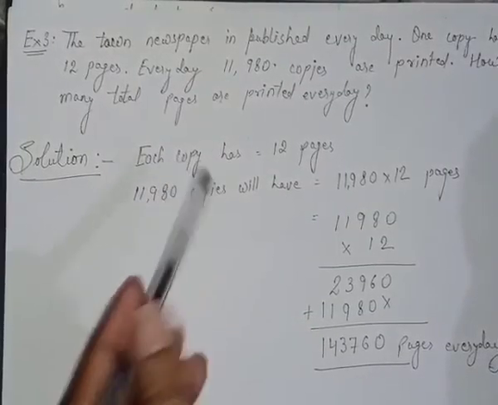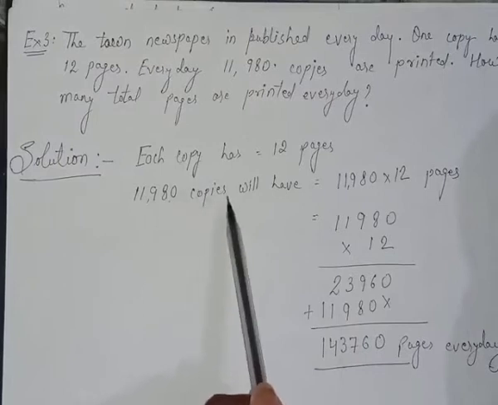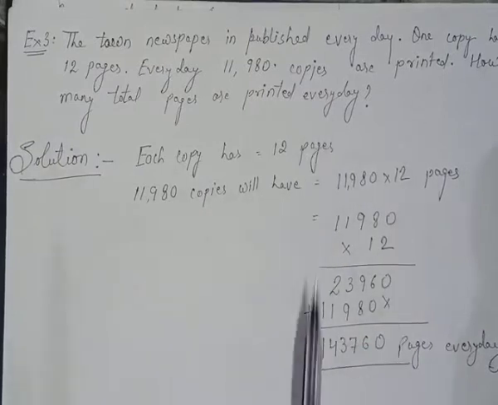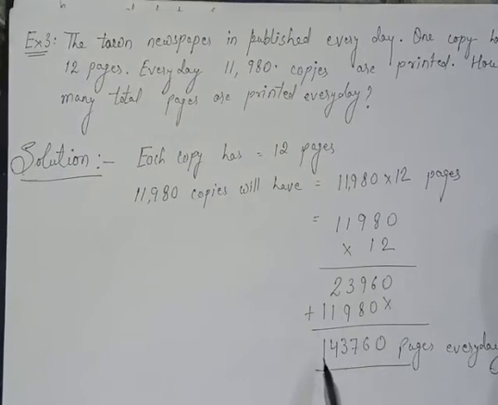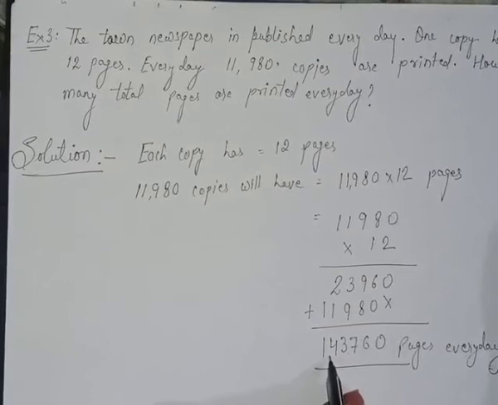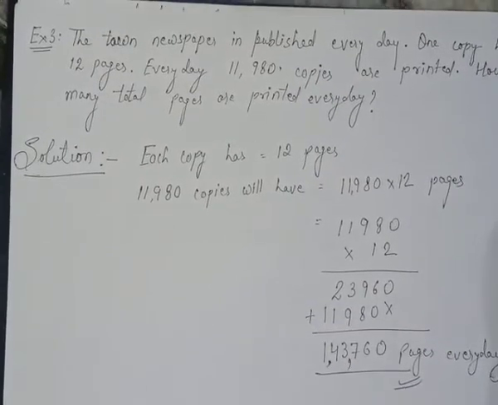Each copy has 12 pages, so 11,980 copies will have this many pages. We multiply the values and get the answer, 1,43,760 pages every day. So these are the pages you will get. I hope you understand. Now let's come to the next example, example number 4.